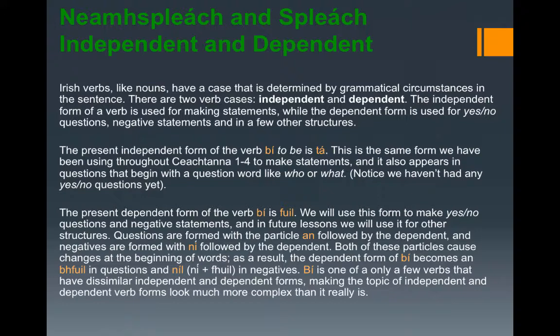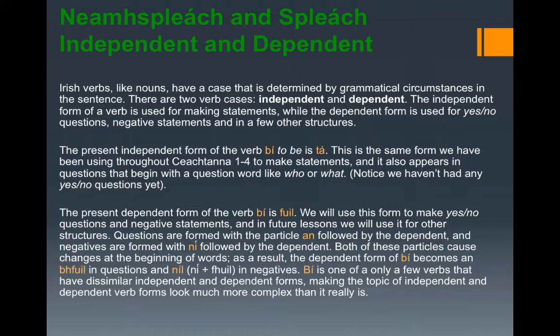Irish verbs, like nouns, have a case that is determined by grammatical circumstances in the sentence. There are two verb cases, the independent and the dependent. The independent form of the verb is used for making a statement, while the dependent form is used for yes, no questions, negative statements, and in a few other structures.